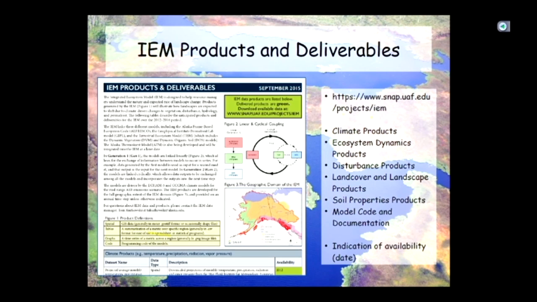All of these products are available. All the anticipated products and deliverables are available online. There's a fact sheet which goes through the climate products, the ecosystem dynamic products, the disturbance, the land cover, landscape, soil properties, and the code and documentation. It's all accessible at this website. And then there's also an indication of availability, whether it's available now or the anticipated date of availability.